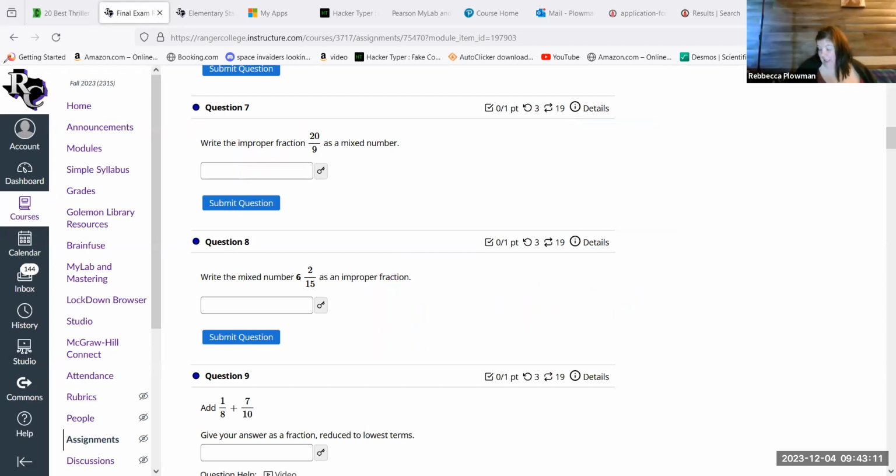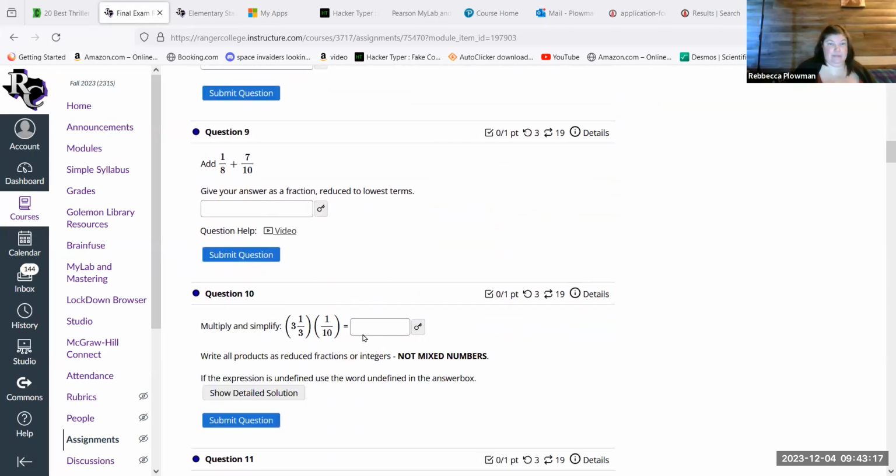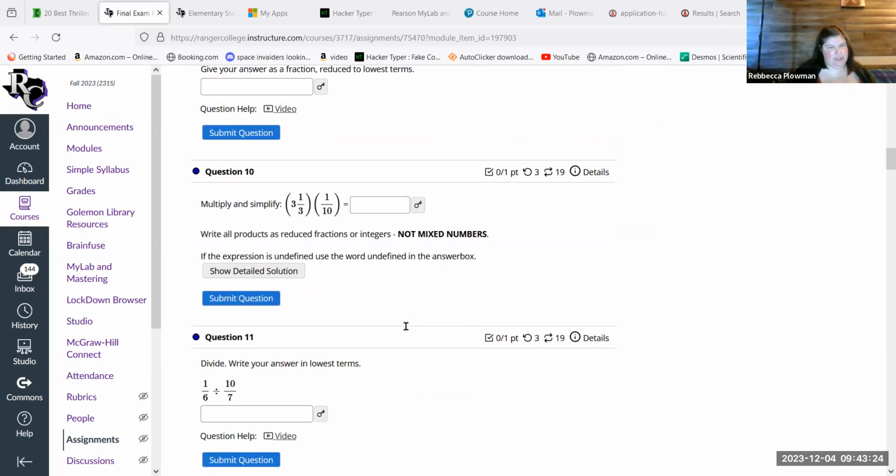Then we had some adding and subtracting of fractions. And we had multiplying fractions. And we had division too, right? Yeah, okay.